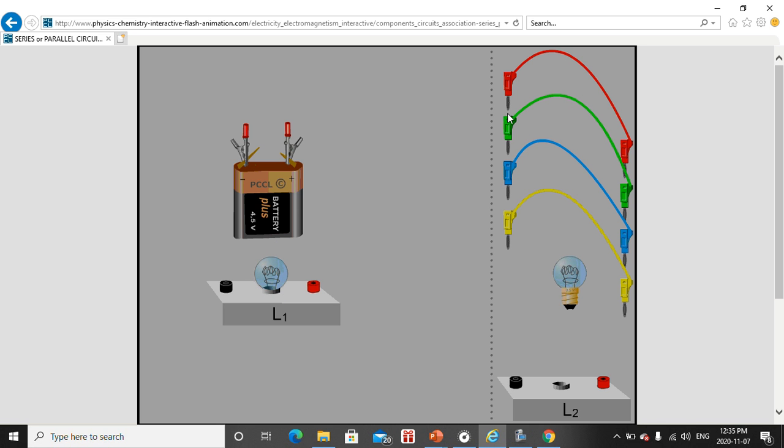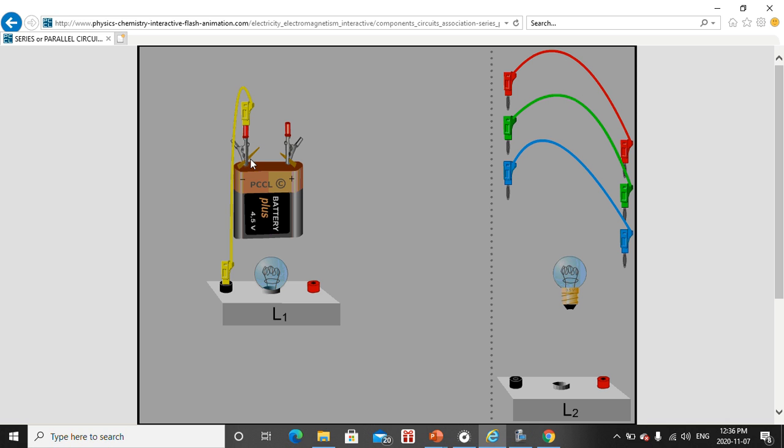So we need a conductor. So let's take this conductor here and connect it to the battery. The electrons are coming out of this end of the battery. They're going into our platform here, which will have a conductor going through our L1, which is the light. The light doesn't go on because we need to complete the circuit.